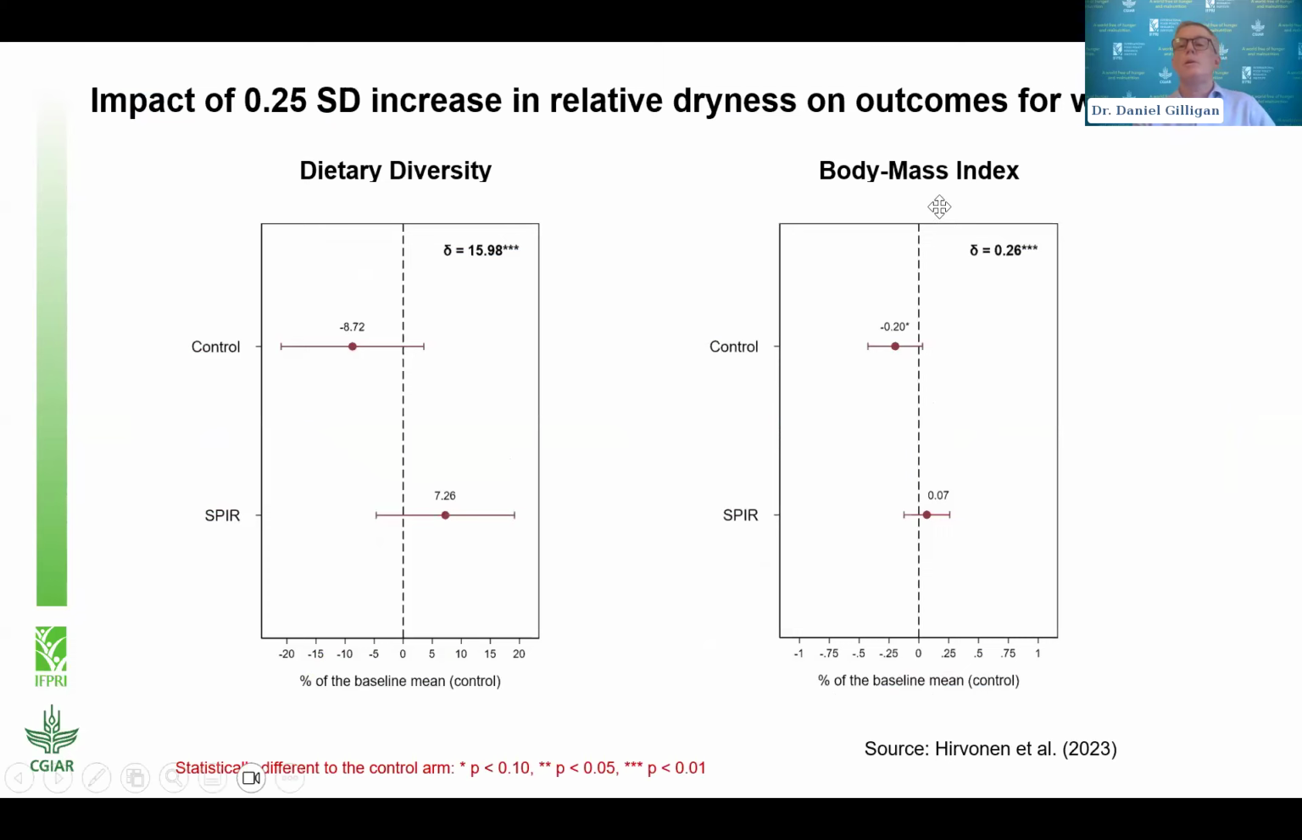What we found is that for a median-sized drought shock, an increase in dryness of about 2.5 standard deviations, looking at women's dietary diversity and women's body mass index, those drought shocks actually reduced dietary diversity and reduced the body mass index for adult women. Numerically, differences weren't statistically significant, but we see an increase for women exposed to those shocks who were getting the SPEAR program. The net effect is a 16 percentage point increase in dietary diversity from getting the program during a drought shock and a 0.26 increase in BMI, which is helpful in this poor population.